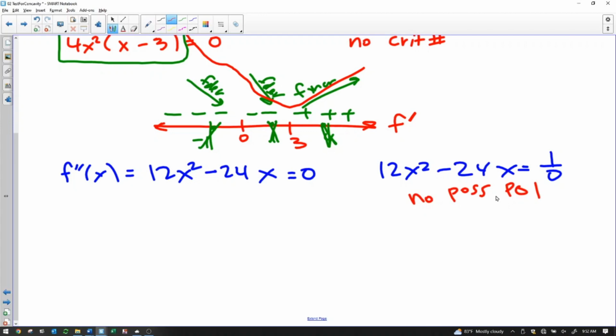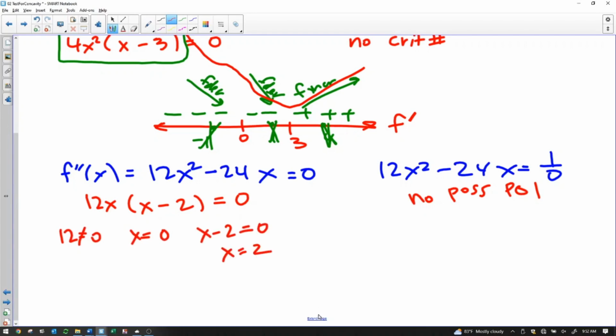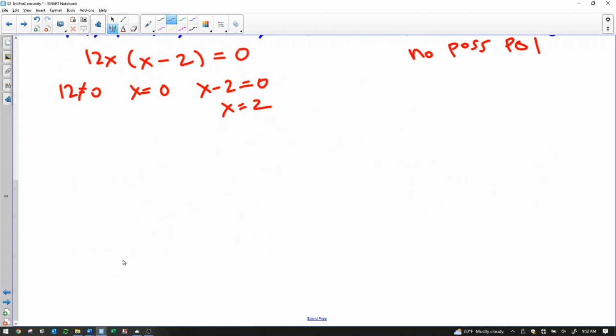Usually we would say there's no critical numbers, but because the relationship between f and f double prime now is two generations, we're going to say no possible POIs. Over here, we're going to either cross multiply or factor. I'm going to go ahead and factor, so take out a 12x. So it's x minus 2 equals 0. So what I get is something times something times something equals 0. So either 12 is equal to 0, oh, that's silly, or x is equal to 0, or x minus 2 is equal to 0, so x is equal to 2. Do you see what I have so far?